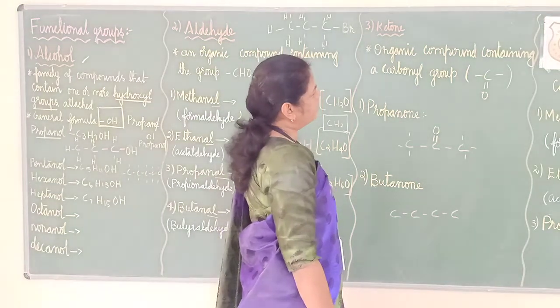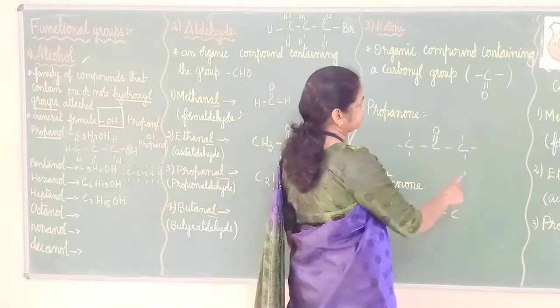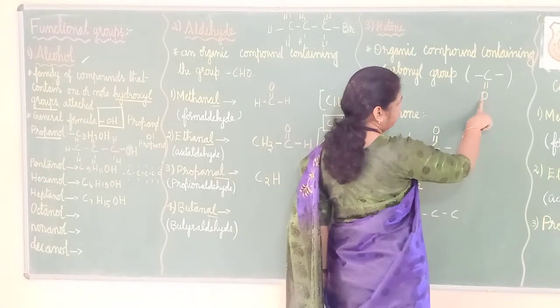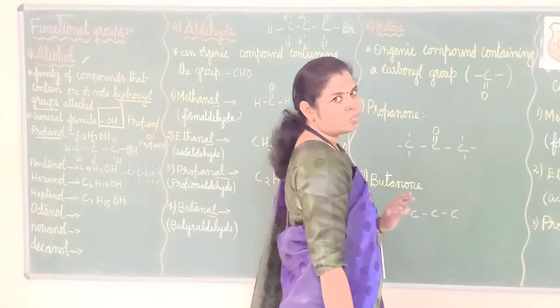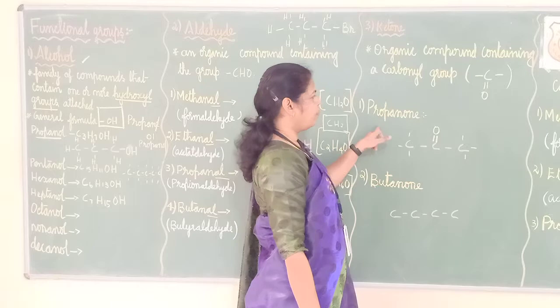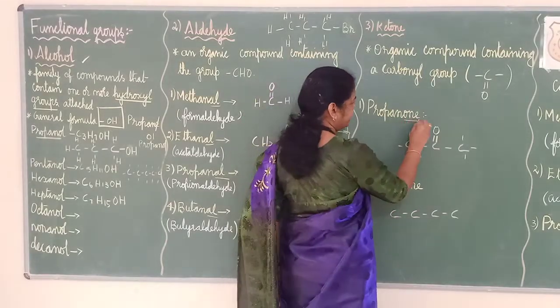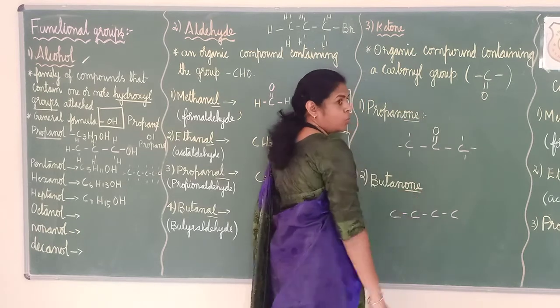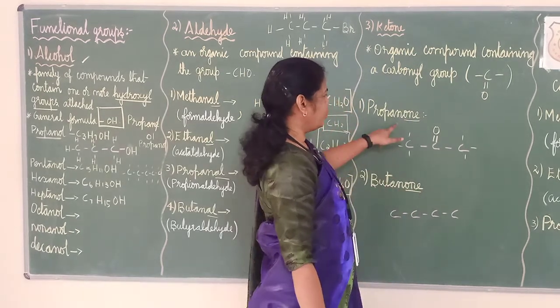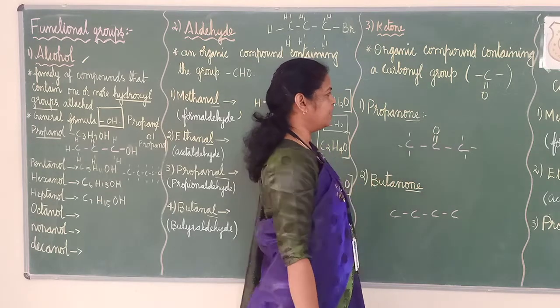The next one is ketone. It's an organic group containing a carbonyl group. Carbonyl means, see, like this, C double bond O. This is the carbonyl group. For example, I will give 2. See, propanone, butanone. Why 'one' should be added? It's a ketone. So, 'one' should be added. Propanone, butanone.